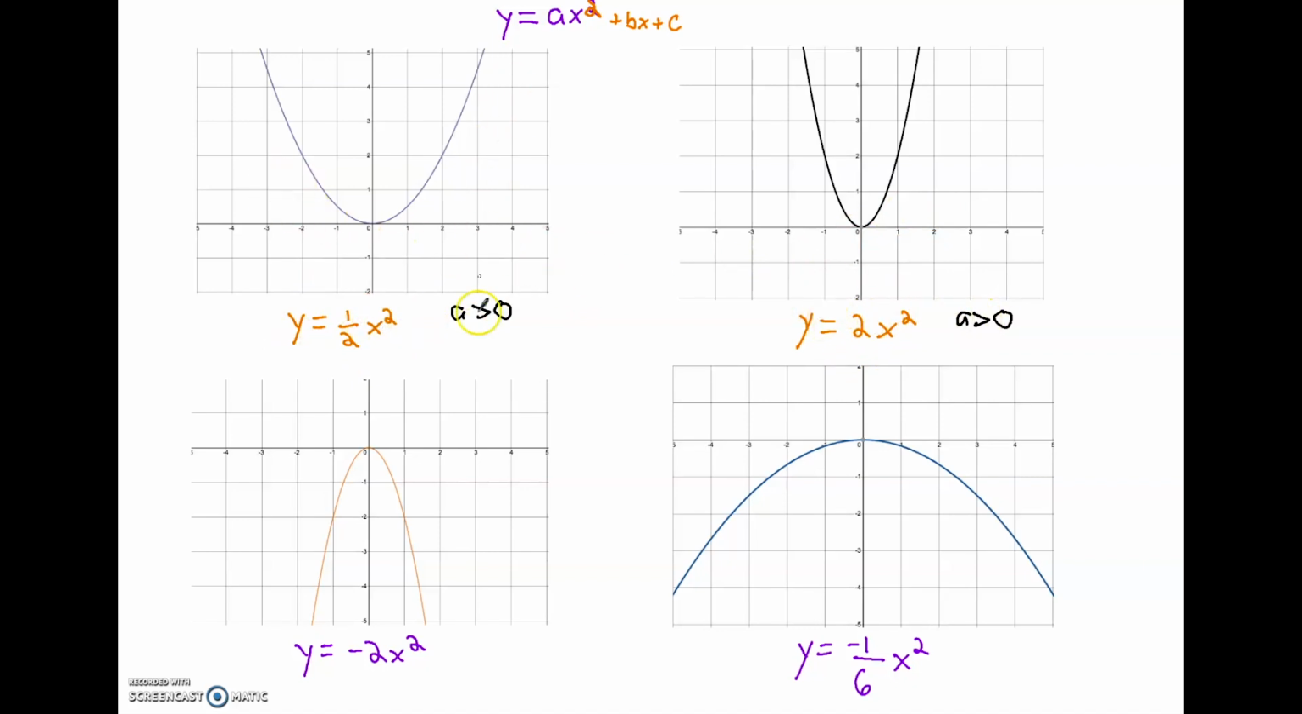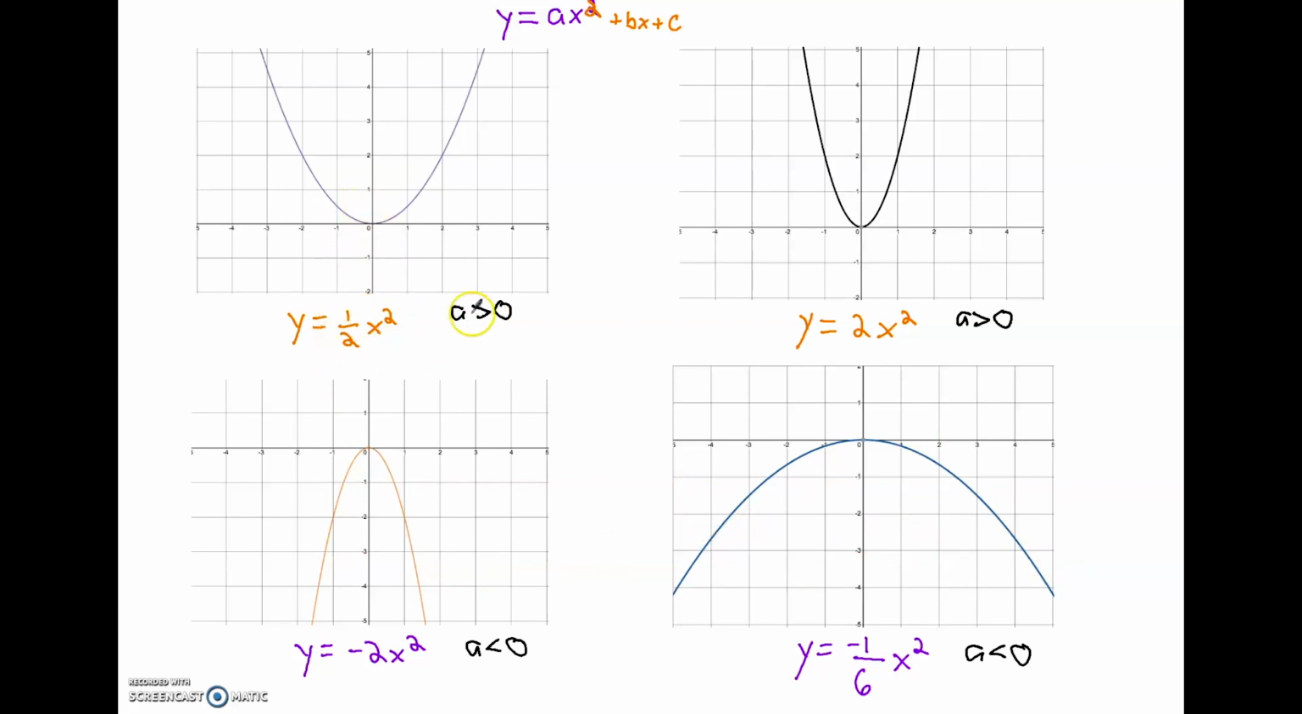And the parabolas are facing up. Now let's look down at these two parabolas. We have that a is less than 0 here. Negative 2 is less than 0. And here a is less than 0. And what we notice is that the parabola is face down. So that's something you could memorize, and I want you to, but I also want you to understand it.